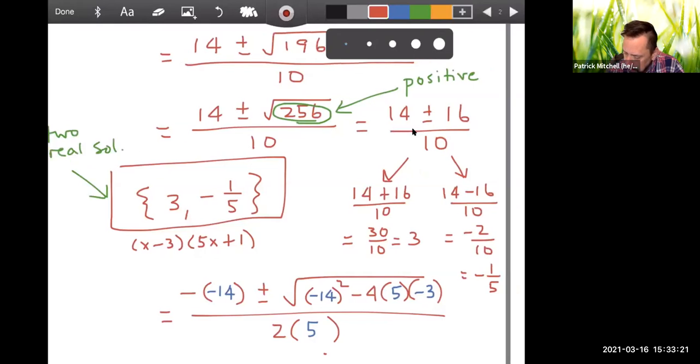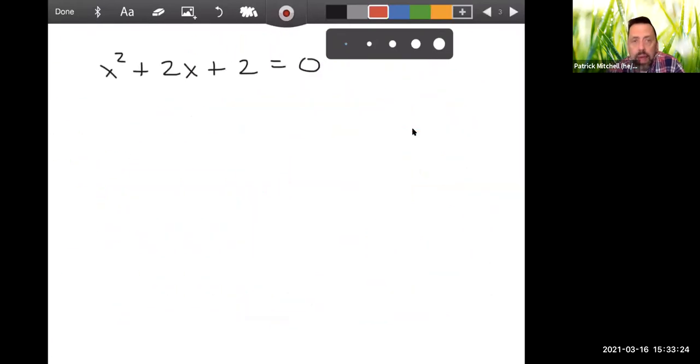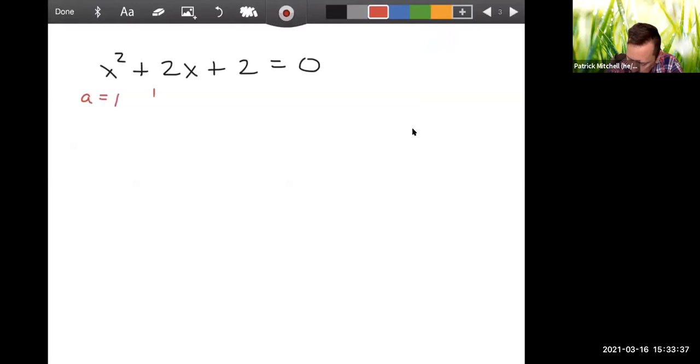All right, next example. X squared plus 2x plus 2. This one maybe is a little simpler to start off with. It's already in simplest form. A is 1, B is 2, C is 2.